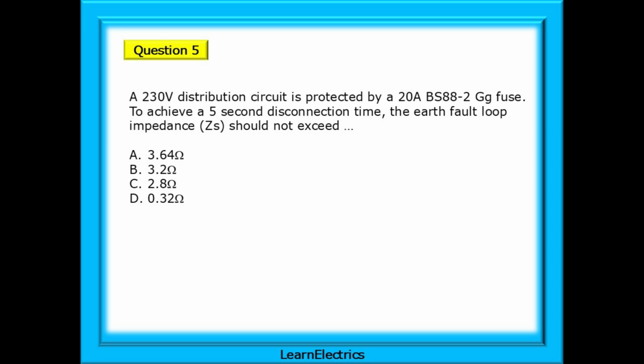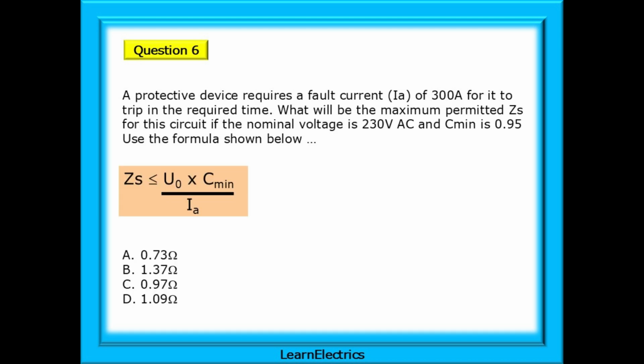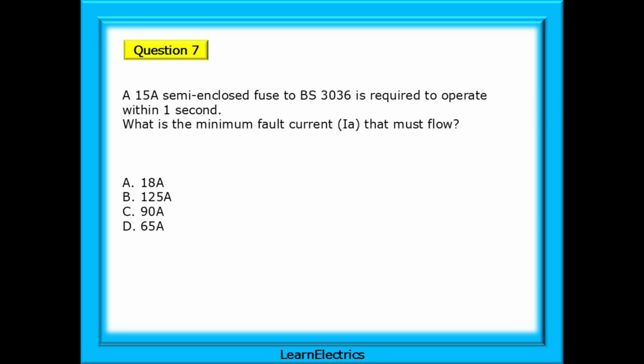Question 5. A 230 volt distribution circuit is protected by a 20 amp BS88-2 GG fuse. To achieve a 5-second disconnection time, the earth fault loop impedance, ZS, should not exceed what? Pause the video, find the answer, and make sure you use the correct table. Question 6. All the information that you need is here, and the formula. Now to question 7. Pause the video and find the answer in Appendix 3.